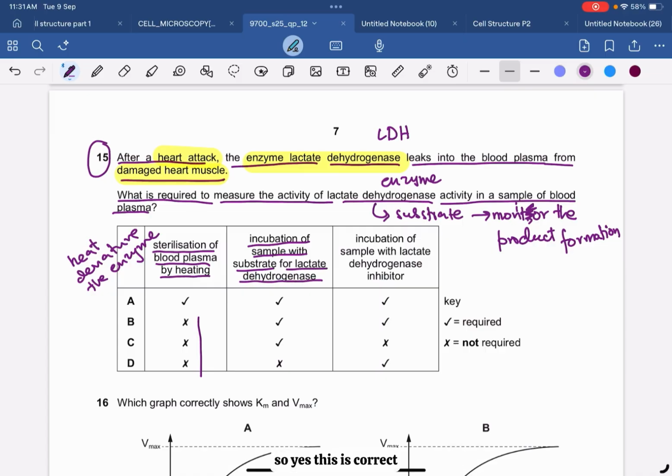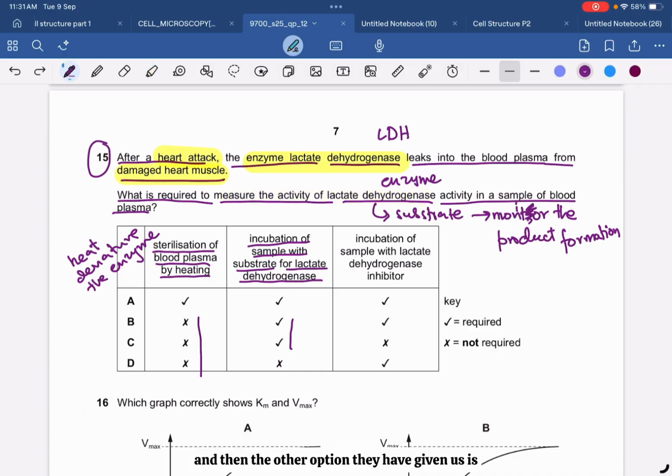So yes, this is correct, because if we add a specific substrate to the plasma sample, for example lactate, and if the LDH is present, it will catalyze that reaction. Then we can measure the rate of product formation, and that rate will help us measure the activity of the lactate dehydrogenase.